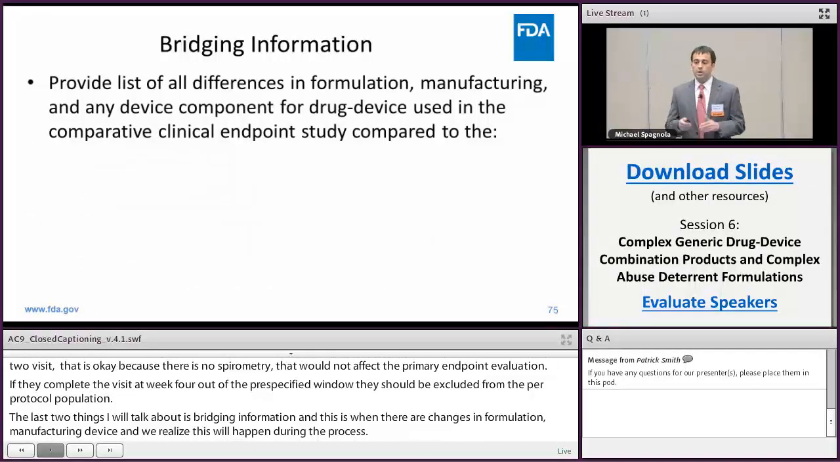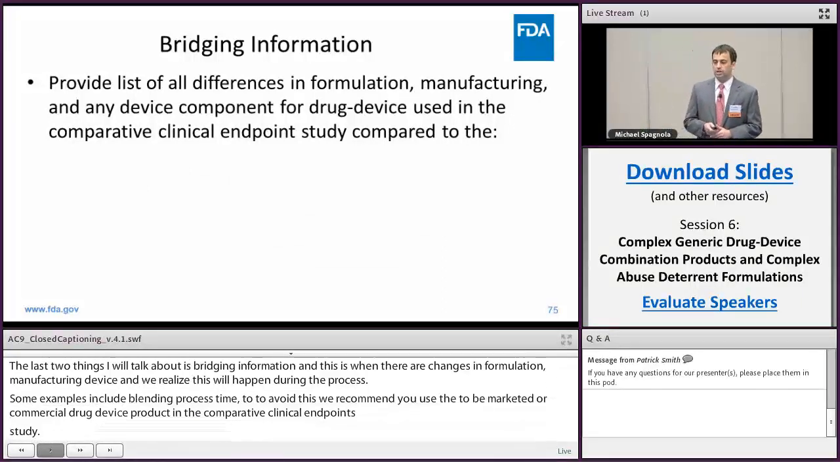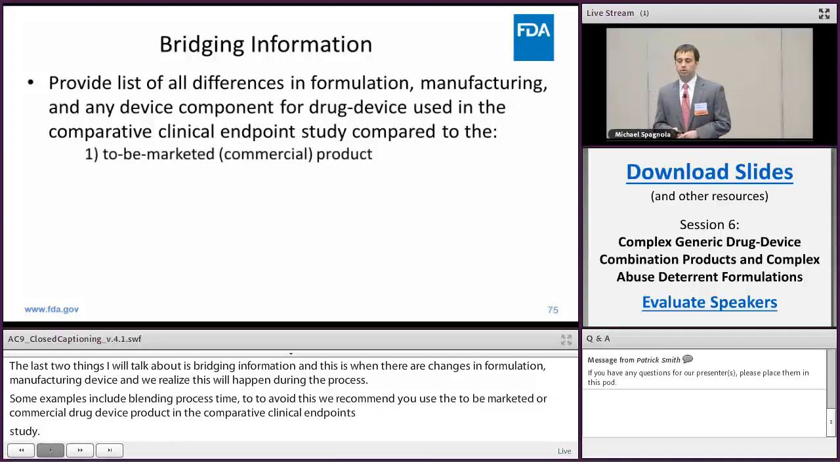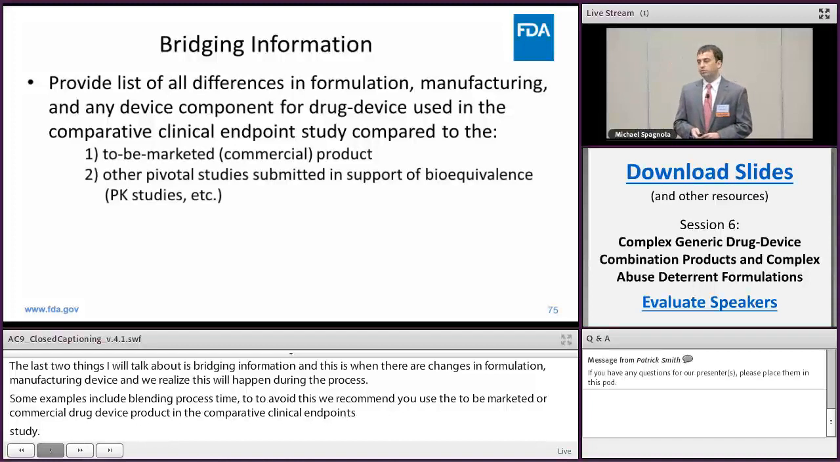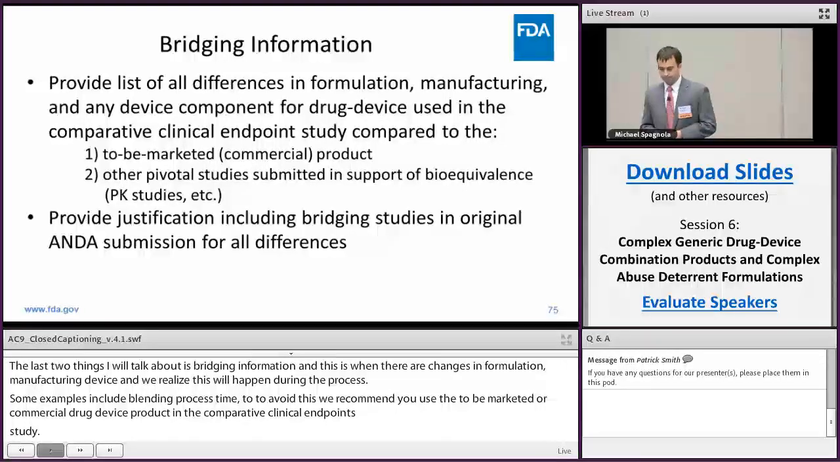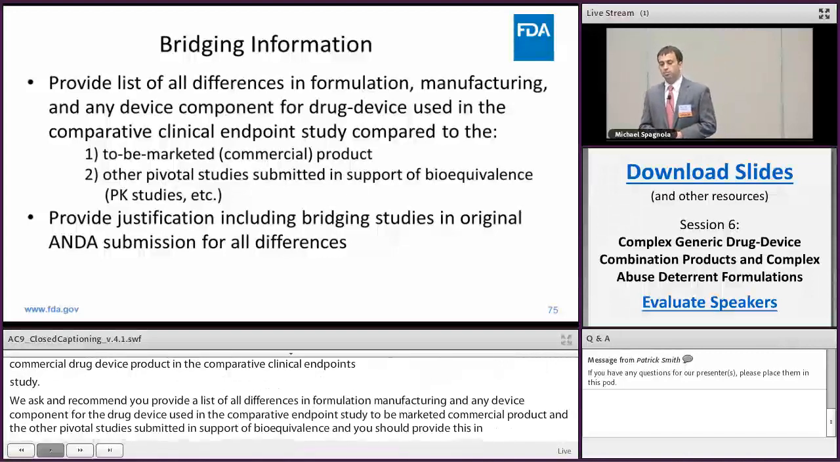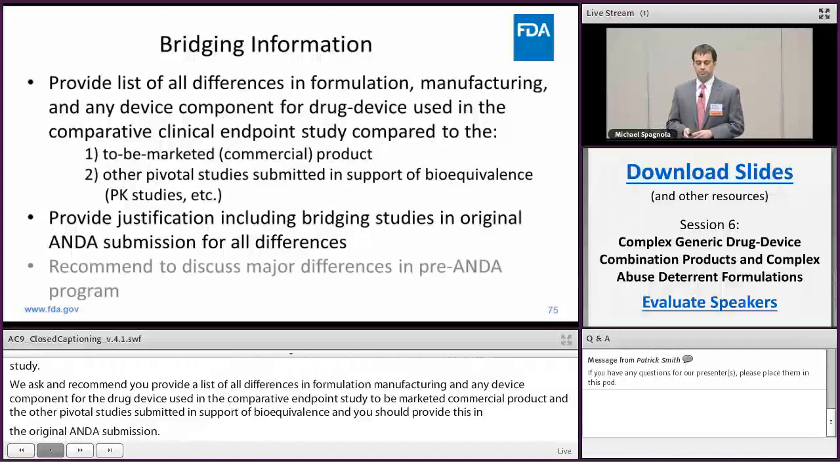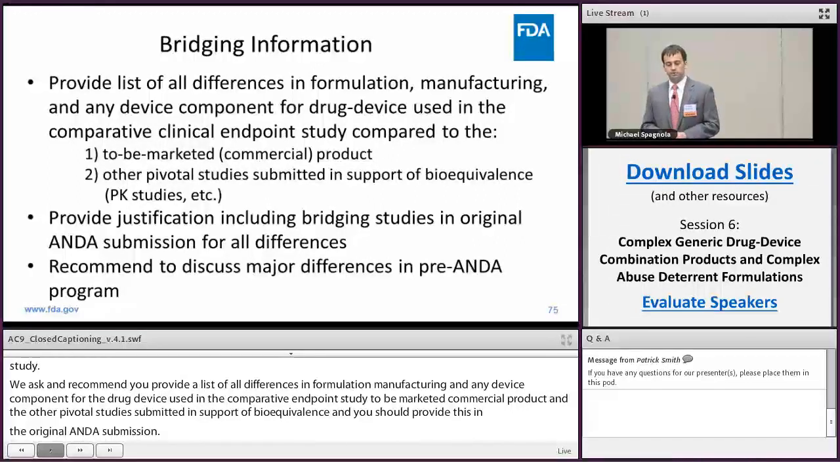We ask and recommend that you provide a list of all differences in formulation, manufacturing, and any device component for the drug device used in the comparative clinical endpoint study compared to the to-be-marketed commercial product and the other pivotal studies submitted in support of bioequivalence. You should provide this in the original ANDA submission. If you do decide to do any justification or bridging information, we ask that you provide that justification in the original ANDA submission for all differences. And also, as others have said, we recommend discussing major differences in the pre-ANDA program.